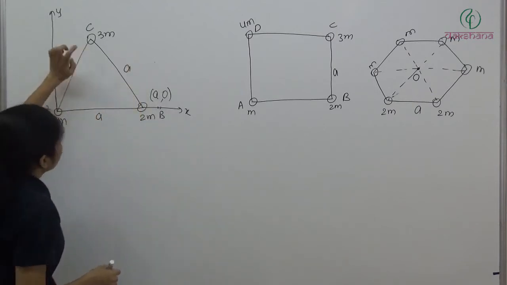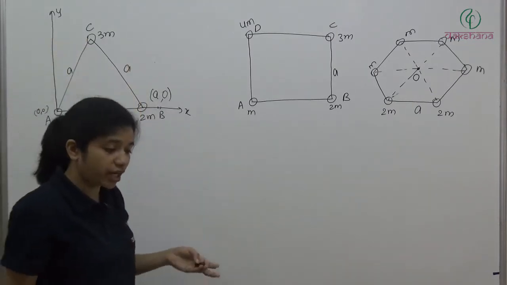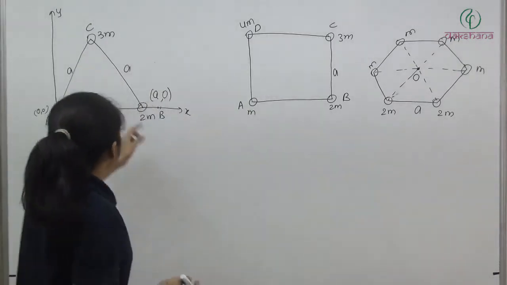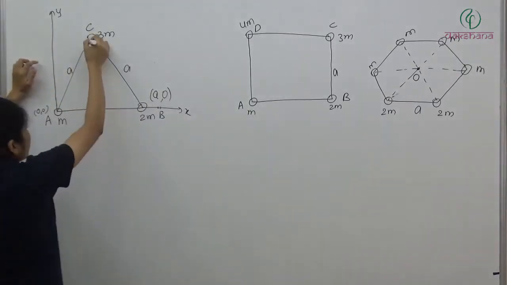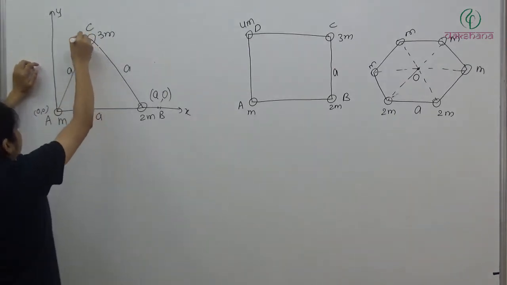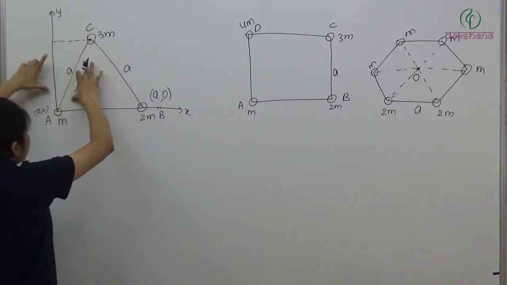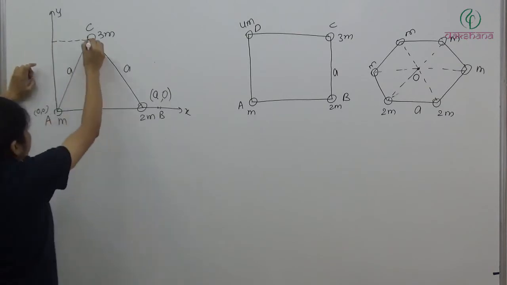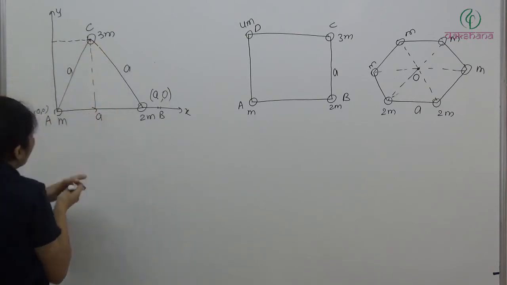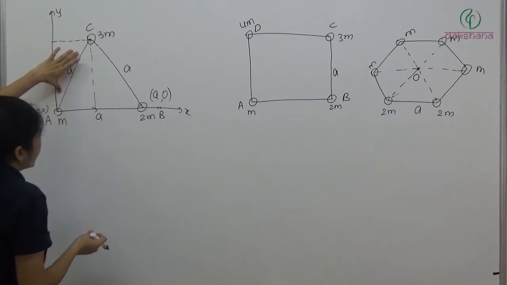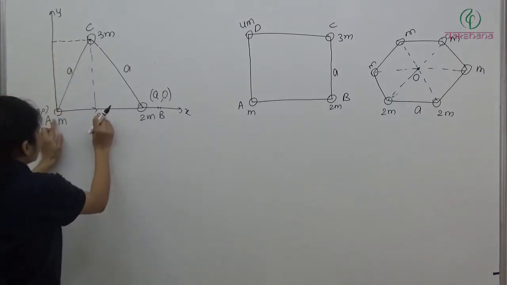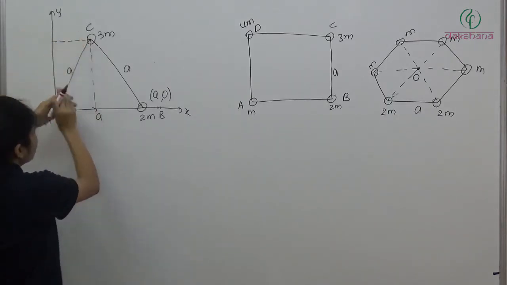Can we find out the coordinates of this? So here vectors will come into the picture. So how will we use vectors? Now this length is a, this length is a. So this component of this length is going to be its y coordinate, and the x component of this length a is going to be its x coordinate. This is the x coordinate, this is the y coordinate of 3m.